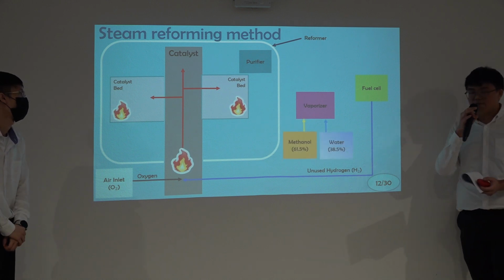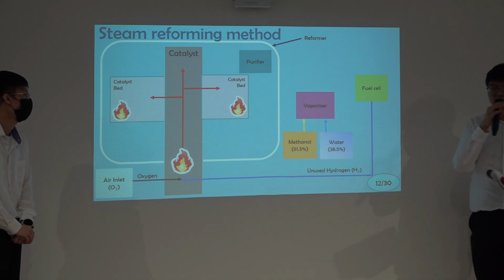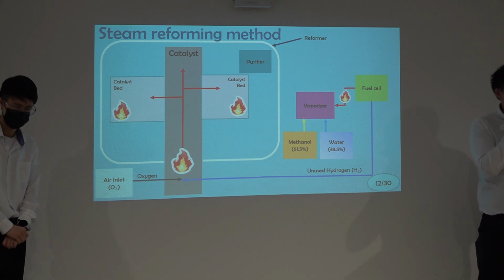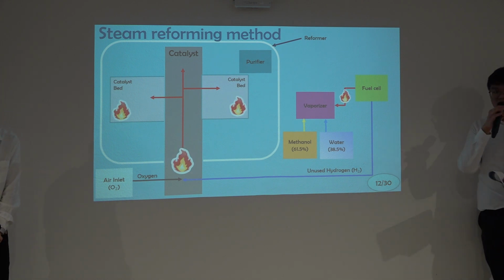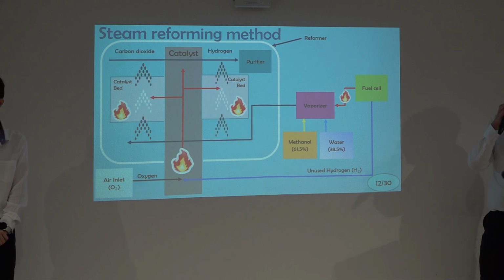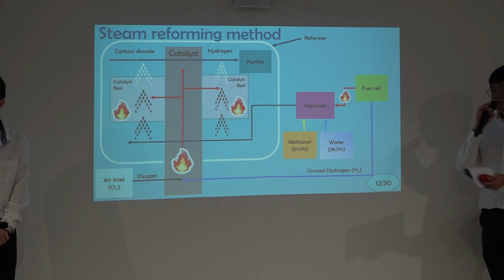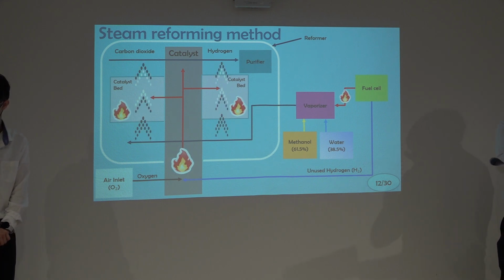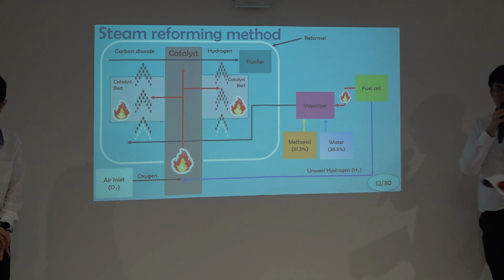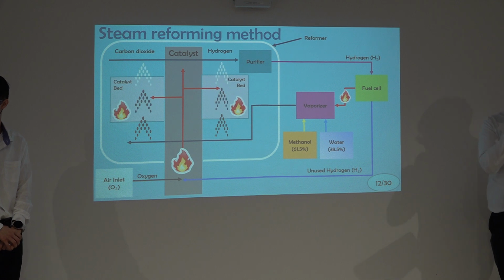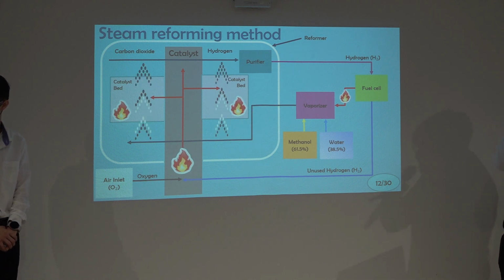Next, a mixture of water and methanol will flow into the vaporizer and be vaporized by the fuel cell's byproduct heat. Now, the methanol and water mixture will be in a gaseous state and flow into the catalyst bed, producing carbon dioxide and hydrogen. As Jonathan was mentioning just now, the fuel cell only requires pure hydrogen. That's why we have a purifier, which will purify out the carbon dioxide to only produce pure hydrogen as its output.